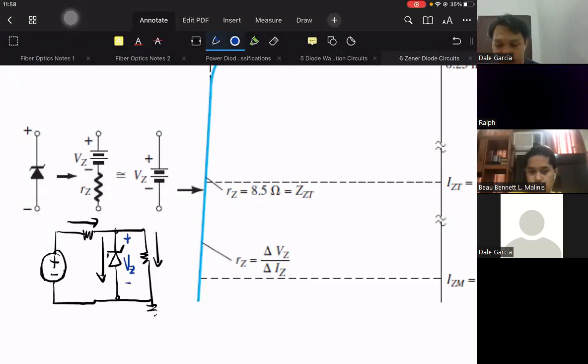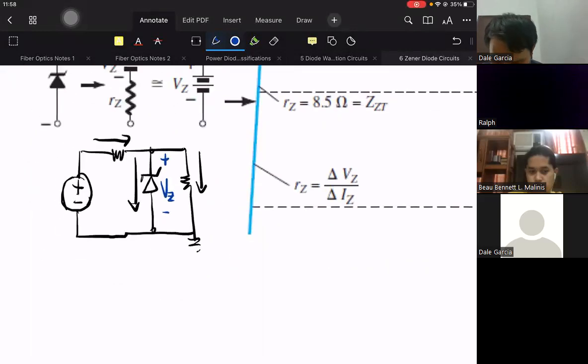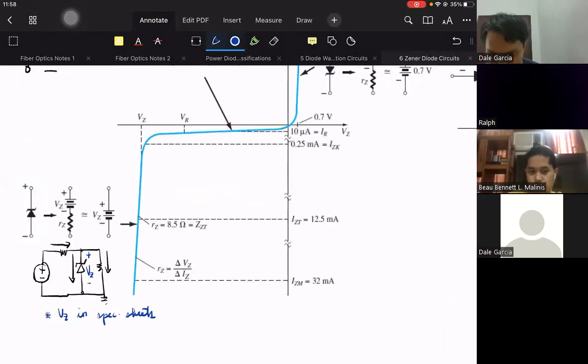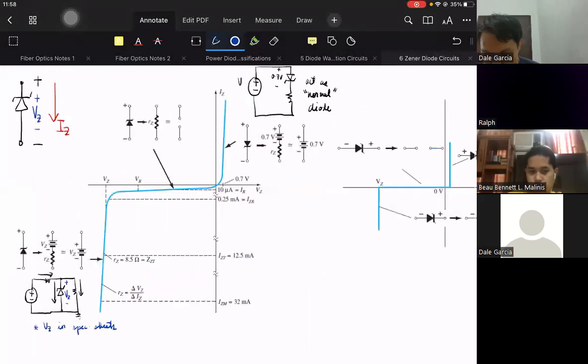In actual practice, where can we find VZ? Same as before, it could be found in the specification sheets. VZ is in the spec sheets. But in solving problems here, it is always given, unless our problem is a design problem, where we determine VZ. So in both cases, the Zener diode will conduct current.